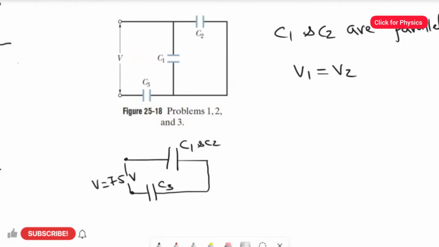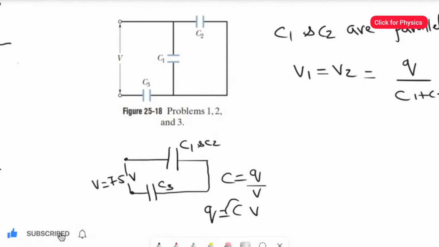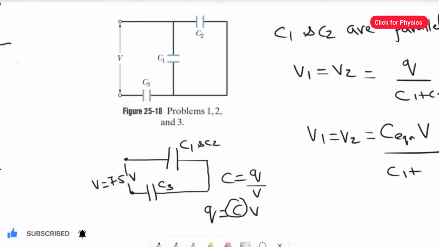So V1 is equal to V2, and we can write this as Q over C1 plus C2. Why? Because we consider only C1 and C2. Now Q we can write, as we already know, C is equal to Q over V. Therefore Q is equal to C multiplied by V. Here, for this C, I have to consider the equivalent capacitance of all the capacitors. Once you place the equivalent capacitance here, we will get the potentials V1 and V2. So V1 is equal to V2, which is equal to the equivalent capacitance multiplied by V divided by C1 plus C2.